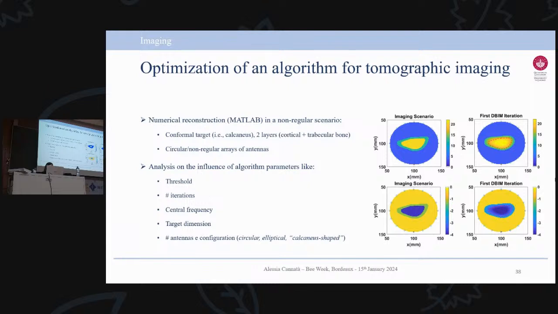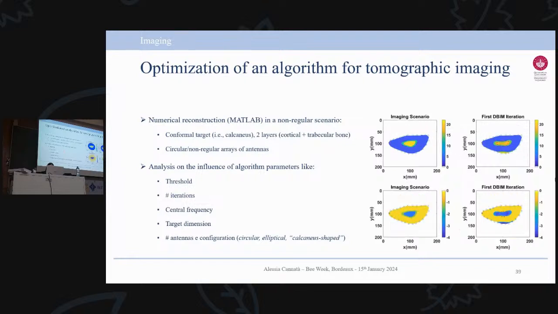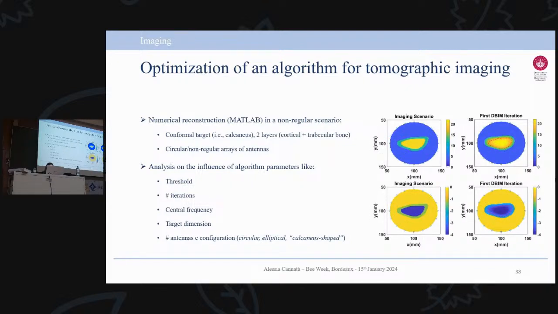There is also a matching medium, which is the blue one. The dimension of the targets is the same, it's just the zoom that is changing. Firstly, I worked on the analysis of the influence of some parameters of the algorithm, like the threshold, the number of iterations, the central frequency of reconstruction. Here you see the reconstruction on the right at 1 GHz, the target dimension, the number of antennas. Here we have 16 antennas in the circular configuration. Here we have 24 antennas in the conformal heel-shaped configuration.